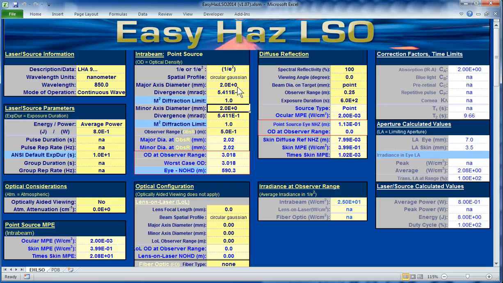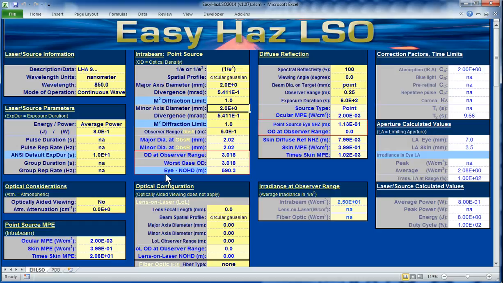Let's take a little bit of a look at some of the results here. OD at observer range and worst case are identical. That's because the beam diameter, 2.02 at half a meter from the beam waist, still gives us 100% transmission through the limiting aperture, being, that's right, 7 millimeters. Our ocular MPE is 2 milliwatts per square centimeter, and our skin MPE is 0.4 watts per square centimeter.